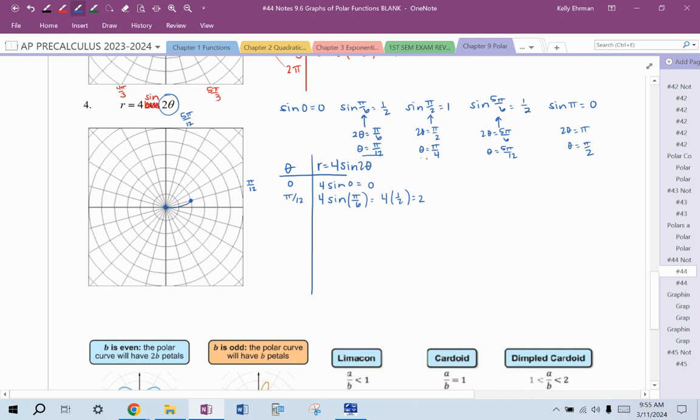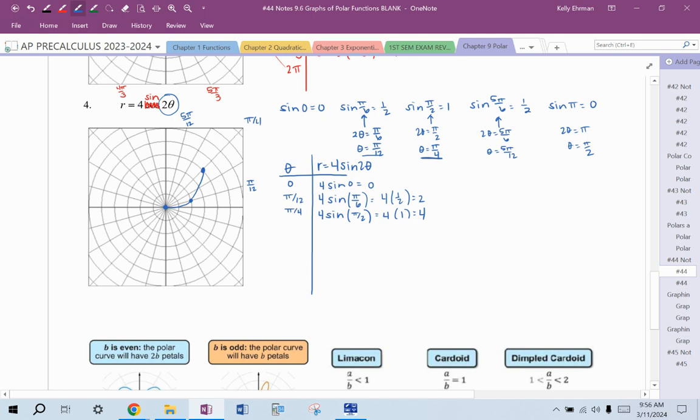And then we need to plug in pi over 4. Because when we plug that in, we're going to get 4 times sine of 2 times pi over 4. 2 pi over 4 is pi over 2. That's 4 times 1. So when we face pi over 4, we walk forward 1, 2, 3, 4 units. Now this is going to be the tip of a petal.